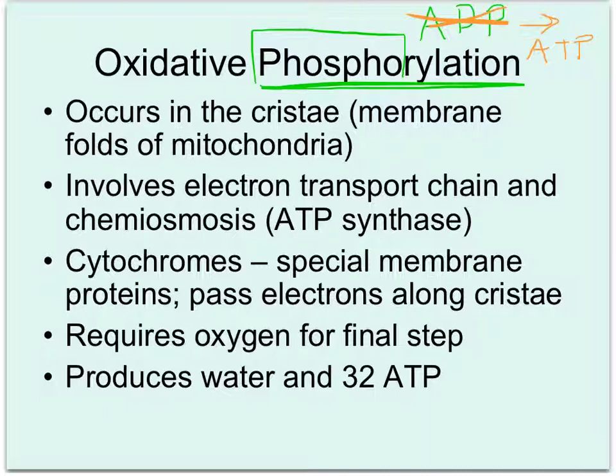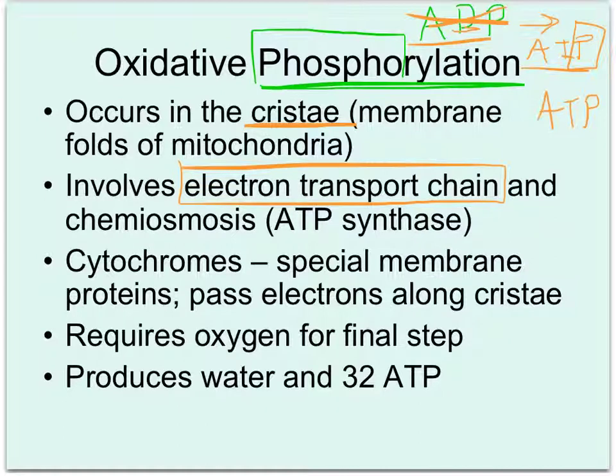When you change that ADP into the ATP, you're adding one more P. You go from diphosphate to triphosphate. So what we're talking about here is generating good old ATP again, the energy molecule. So this happens in the cristae, those folds inside the mitochondria. And it involves the electron transport chain, which also shows up back in photosynthesis.